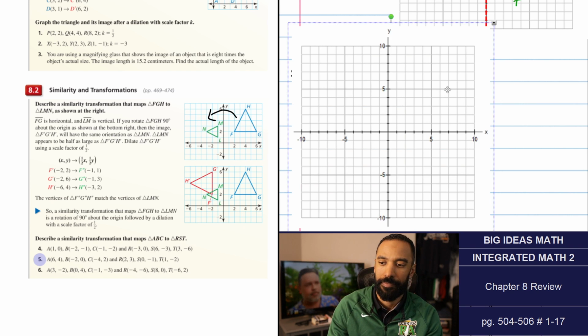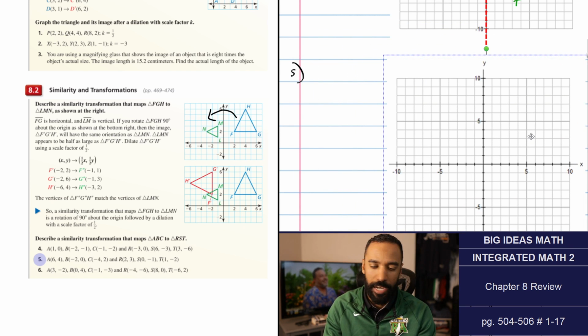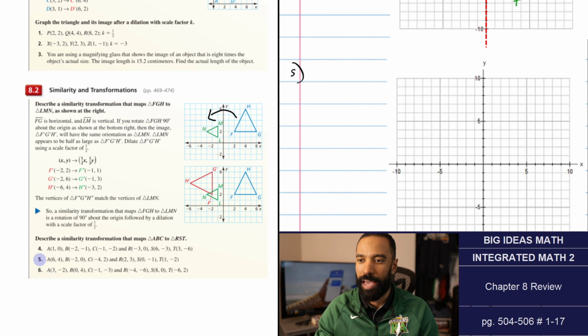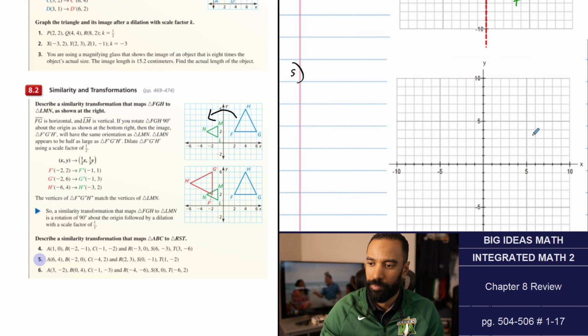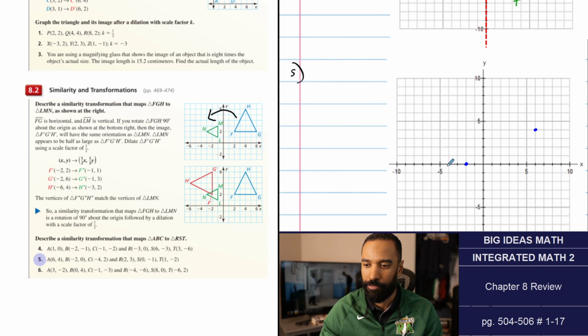Number 5. In number 5, I have A at 6, 4. It's so big we might have to reduce. A at 6, 4, B at -2, 0, and C at -4, 2. Once again, nothing that's horizontal or vertical from these points.